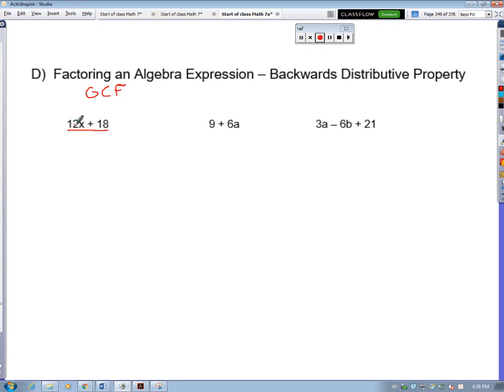All right, what's the greatest common factor between 12 and 18? What's the biggest number that will go into both of them? Okay, 2 goes into both of them, but that's not the biggest. 3 goes into both of them, but still not quite. 6 is the biggest number that will go into both 12 and 18. 6 is your greatest common factor, so 6 was the bomb that went off.